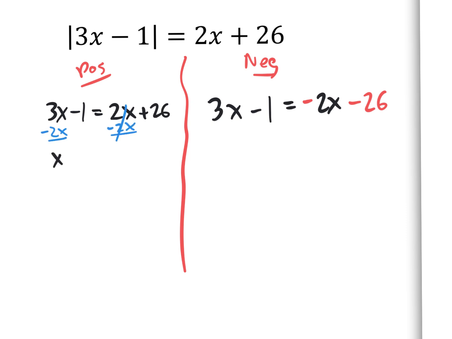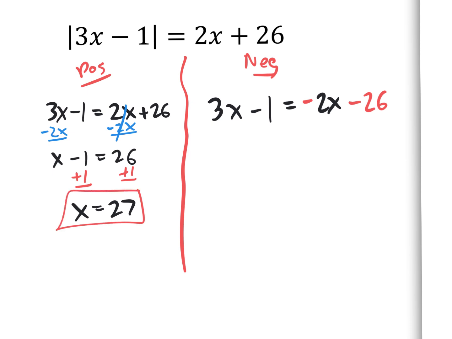You're going to end up with 1x minus 1 equals 26. And all you got to do is get rid of that -1 by adding 1. Adding 1, you'll end up with x equaling 27. That's a possible answer. I'm not going to say that for sure it is because I still need to plug it in to see if it works. Let's do the negative situation before we plug in anything or check anything.